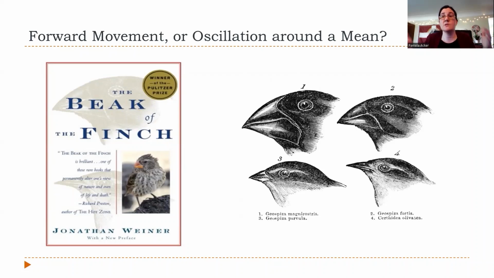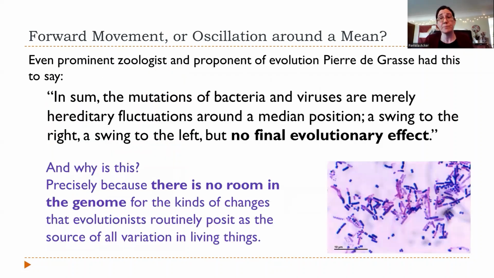There's genetic information that allows organisms to fluctuate around a mean and deal with changing environmental conditions. This is true in bacteria too. Even Pierre de Grasse, who is a prominent proponent of evolution, says, in some, the mutations of bacteria and viruses are merely hereditary fluctuations around a median position, a swing to the right, a swing to the left, but no final evolutionary effect. And why? Precisely because there's no room in the genome for the kinds of changes that evolutionists need to get from a microbe to a microbiologist. There's just no room for it.